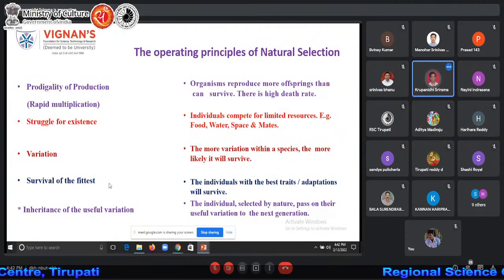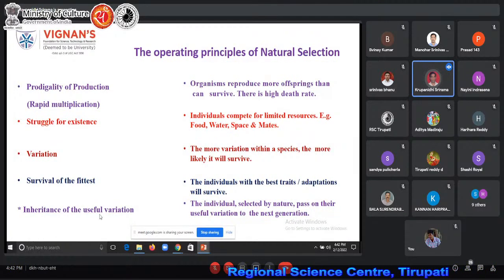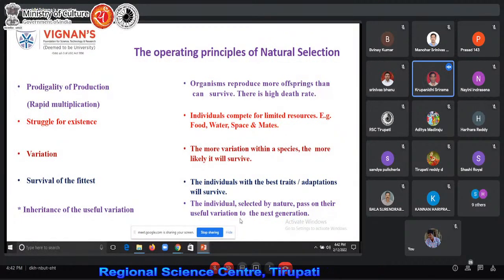Survival of the fittest. The individuals with the best traits and adaptation, adapting to a particular environment, will survive. Then inheritance of useful variation. The individuals selected by nature pass on their useful variation to the next generation. So all these variations will get manifested over the generations.